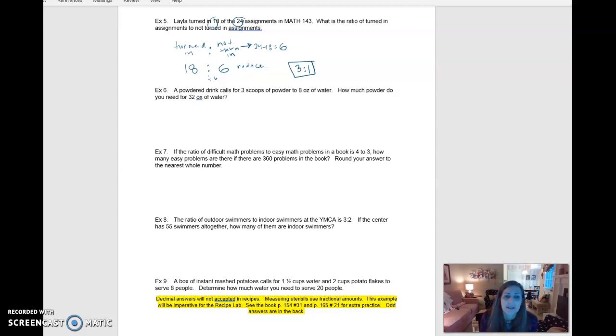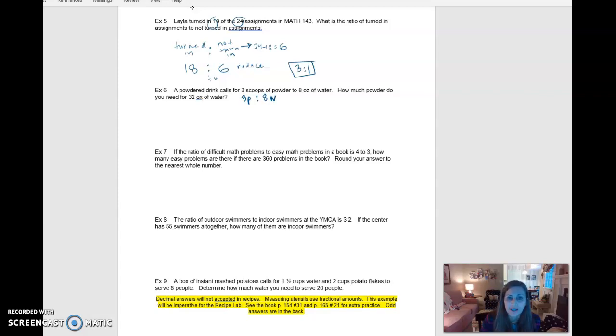Okay, example 6. You're going to use something similar to this in the recipe lab this week. So this is a good example. Not quite as similar to example 9 as the recipe lab, but this would help you as well. Example 6, a powder drink calls for 3 scoops of powder to 8 ounces of water. So let me go ahead and write that down. 3 scoops of powder to 8 ounces of water. I'm going to call that W.